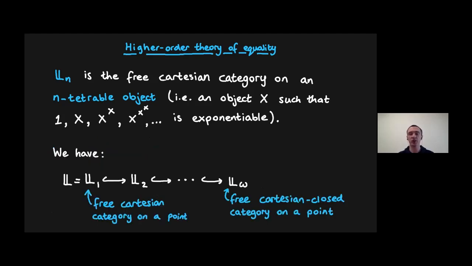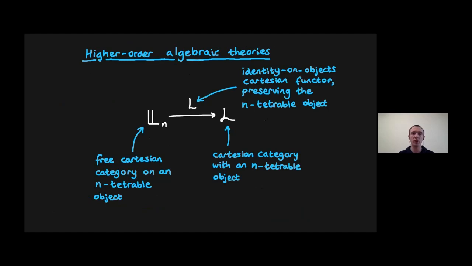So the important thing to note here is that we can parameterize between the free Cartesian category on a single object and the free Cartesian closed category on a single object. So this notion of tetrability allows us to choose how much we can exponentiate in some sense. And this allows us to talk about the order of the operations we're considering. So again, we can talk about algebraic theories of arbitrary order. I'm going to say higher order algebraic theory to mean nth order algebraic theory for some natural number n, or for omega, meaning infinity.